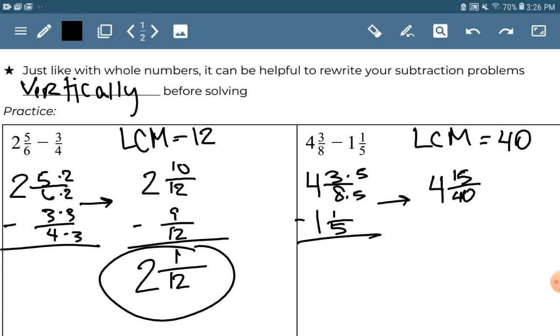Now I need to adjust my second fraction. My whole number stays the same. The denominator is becoming a 40. To turn a 5 into a 40, I need to multiply by 8. Do the same thing to the top. 1 times 8 is 8.